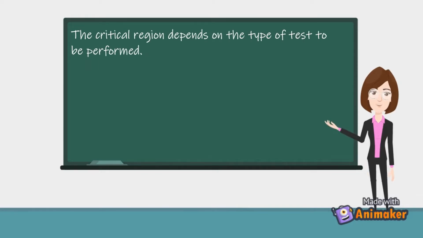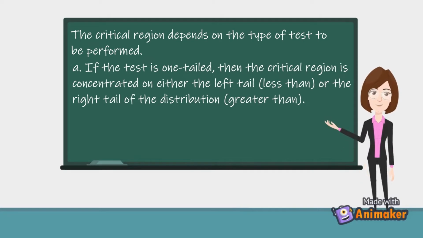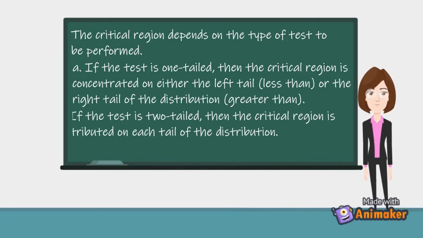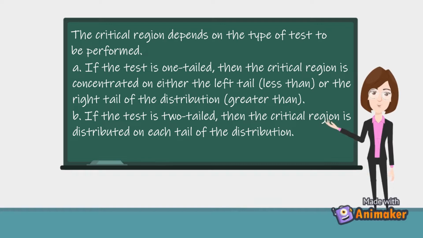The critical region depends on the type of test to be performed. If the test is one-tailed, then the critical region is concentrated on either the left tail, or less than, or the right tail of the distribution, or greater than. If the test is two-tailed, then the critical region is distributed on each tail of the distribution.